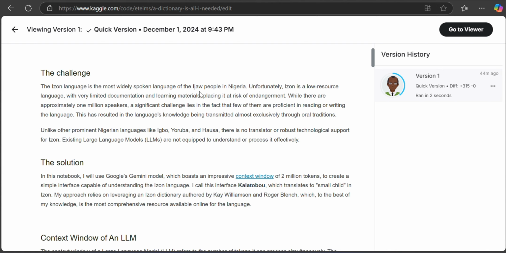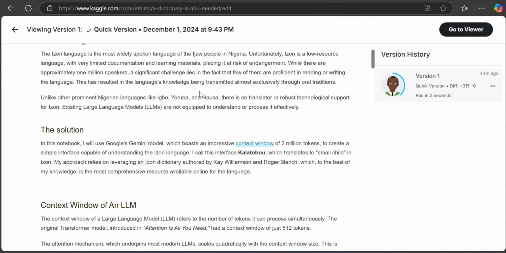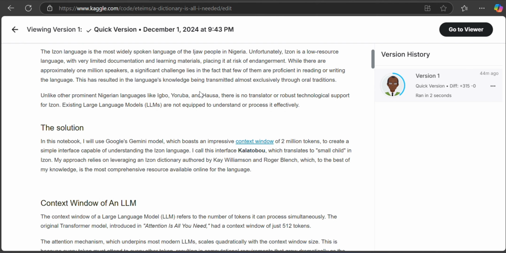One of the biggest challenges with our language is that it's a low resource language. That means it's virtually non-existent on the internet, and so we don't have translators like Google Translate to help translate our language. Language models like ChatGPT or Anthropic, they basically don't even understand our language.